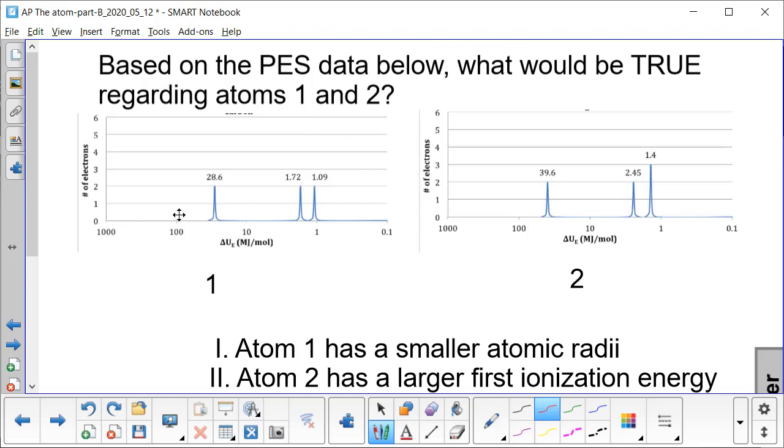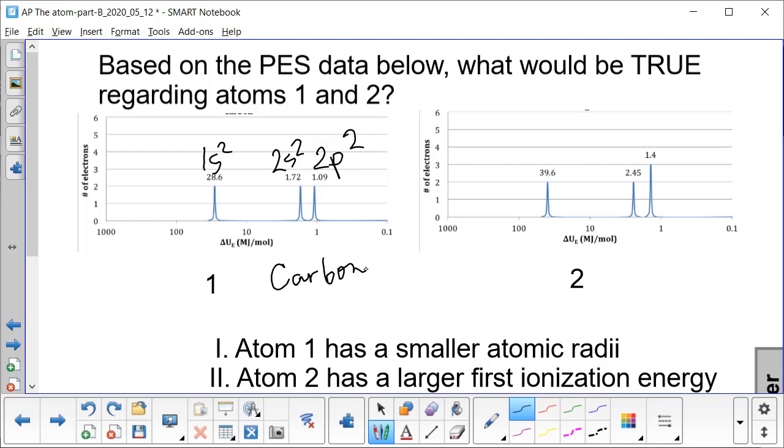So atom 1 has 3 peaks, all containing 2 electrons. We have a very high binding energy here, 28.6, and then 2 peaks that are closer together that are slightly greater than 1. So we know that the highest binding energy peak is always the one closest to the nucleus, so that would be the 1s2, followed by the next peak, 2s2, 2p2. And looking at a periodic table, the element with these 6 electrons is carbon.